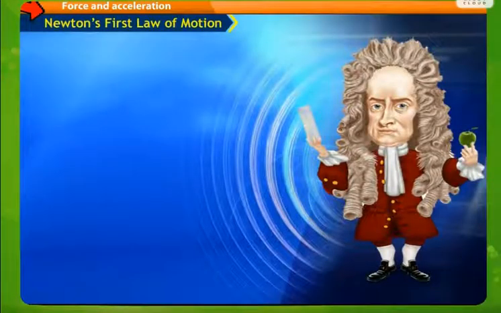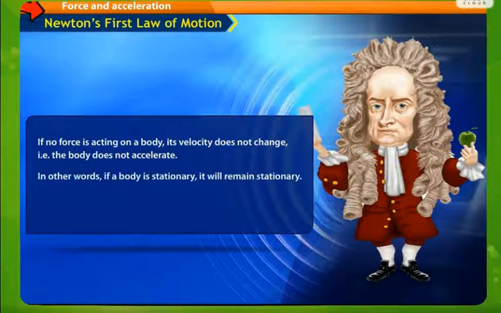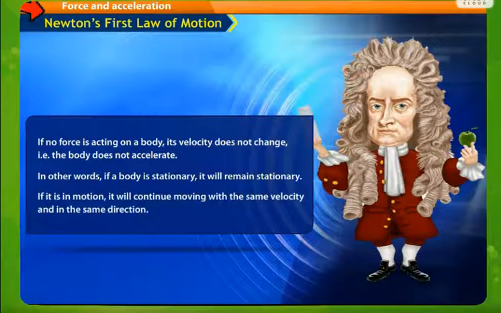Newton's first law of motion: if no force is acting on a body, its velocity does not change, that is, the body does not accelerate. The object you keep will remain in its position, with no change in velocity, unless and until a force is applied to accelerate it. In other words, if a body is stationary, it will remain stationary, that is, in a position of rest. If it is in motion, it will continue moving with the same velocity and in the same direction.